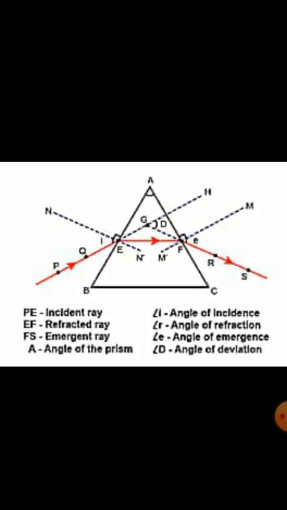Now, we have to produce this emergent ray RS back to meet the extended incident ray at G. The angle HGF is the angle of deviation for the light ray incident on the prism. This is the angle by which the incident light gets deviated from its path on passing through a glass prism and is denoted by a capital D.